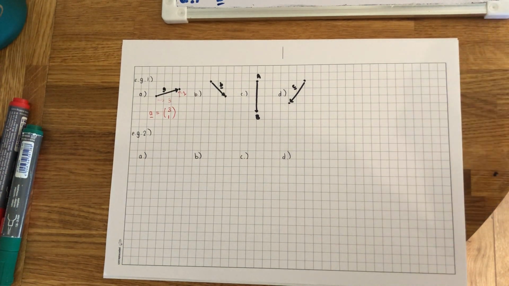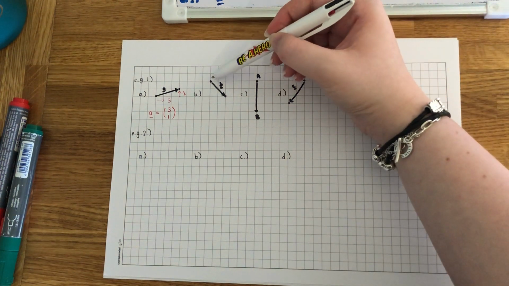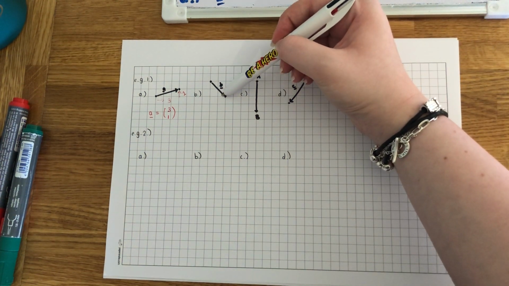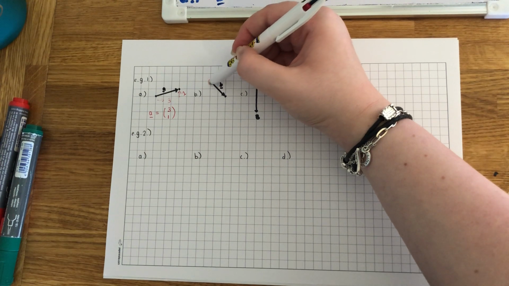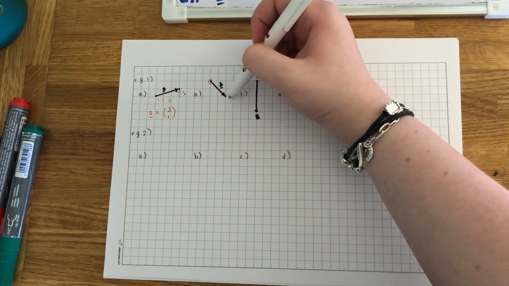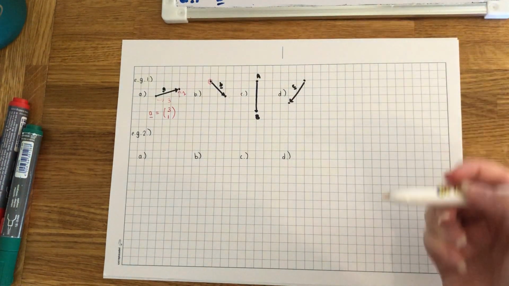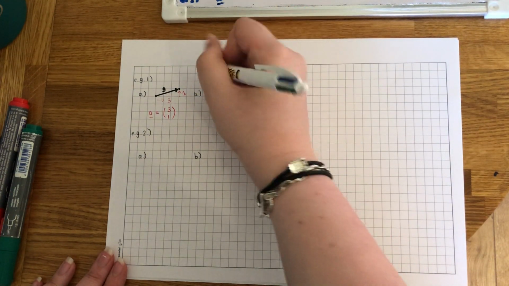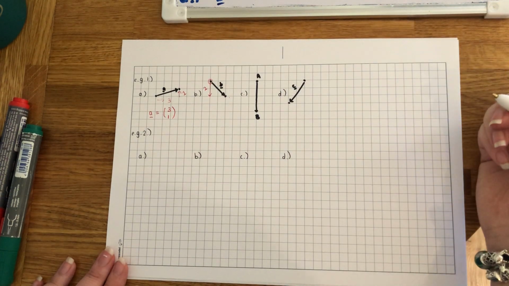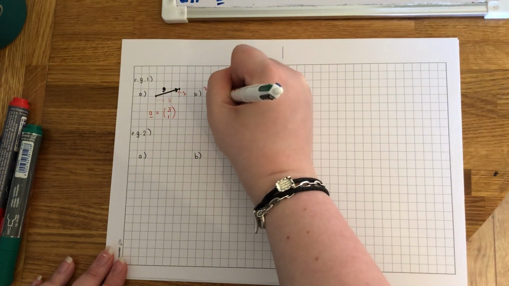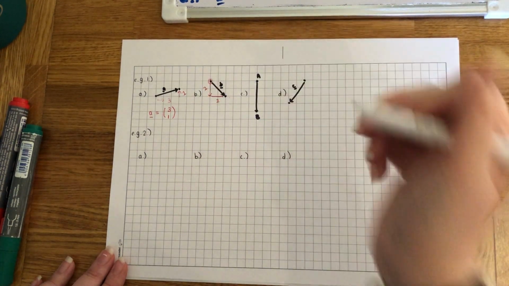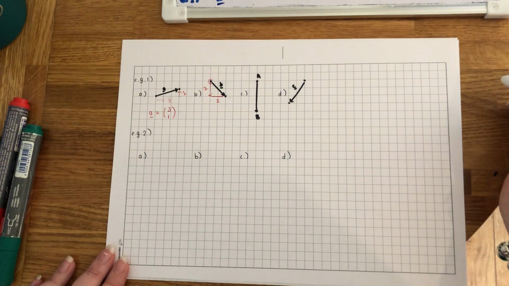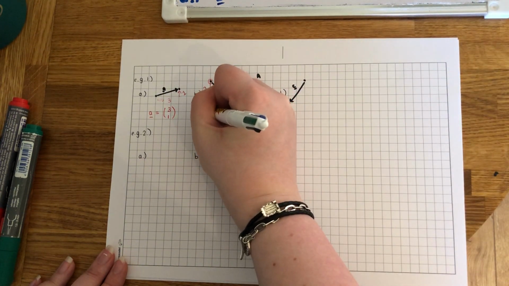Okay, next one. So this time the arrow's pointing in this direction. So this means that we need to start at this point here and then travel to that point there. Okay, so we're going to go down by 2. Okay, and then we'd go across to the right by 2. Okay, so then we've got to write it as a vector.